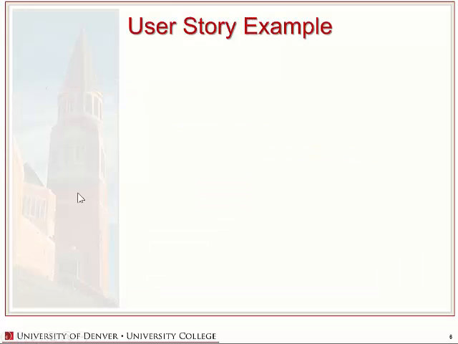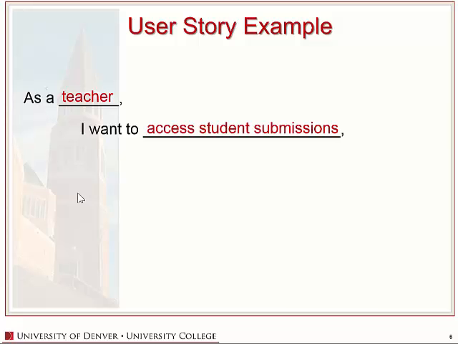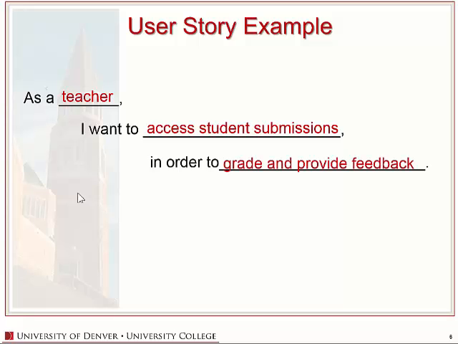So here's an example of a user story. As a teacher, which I am, I want to access student submissions. So that is the action that I want to achieve in order to grade and provide feedback. That's the result that I expect to see. This user story is a single sentence, concise but complete, that gives the development team the overall context of what this particular use case is trying to accomplish.